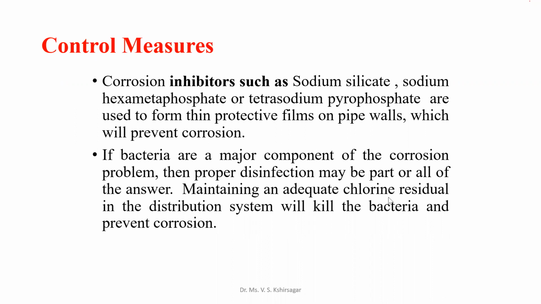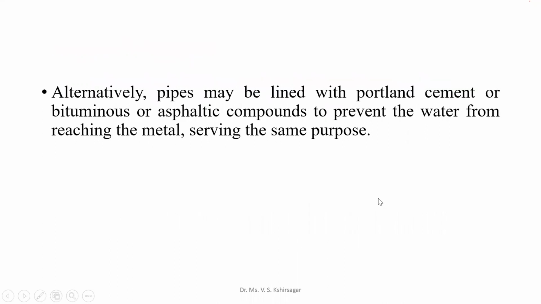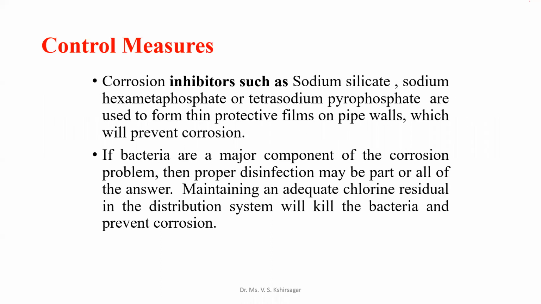So this is about the control measures. Alternatively, what else can we do to control the corrosion of the pipe? These two steps we saw. What is the first step? In the first step, we need to add the corrosion inhibitors. What are the corrosion inhibitors? Sodium silicate, sodium hexametaphosphate, and tetrasodium pyrophosphate. These are the corrosion inhibitors.